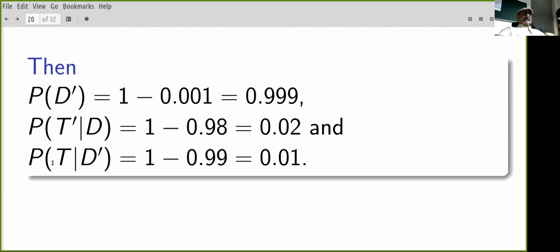And the probability that they test negative when people don't have the disease is 99% of the time. So that means that when they don't have the disease, 1 minus 0.99, 0.01, 1% of the time, they in fact test positive even though they don't have the disease. So these are things that we can determine.